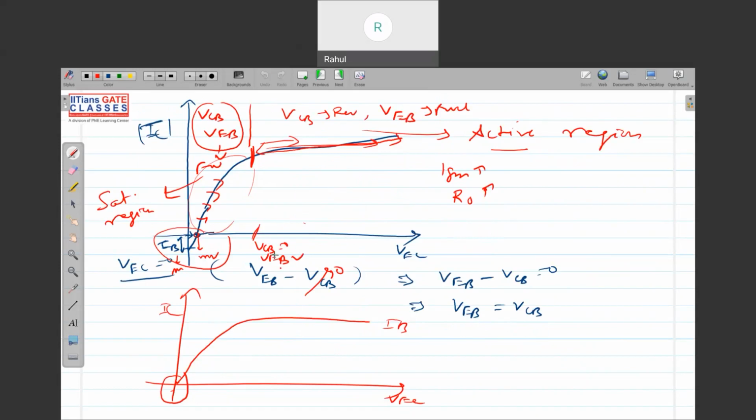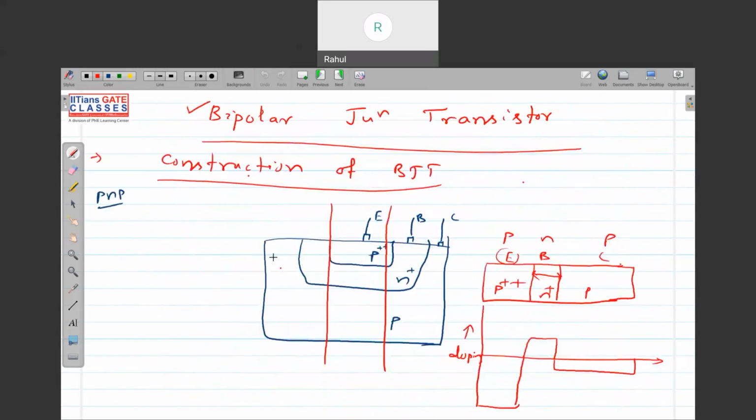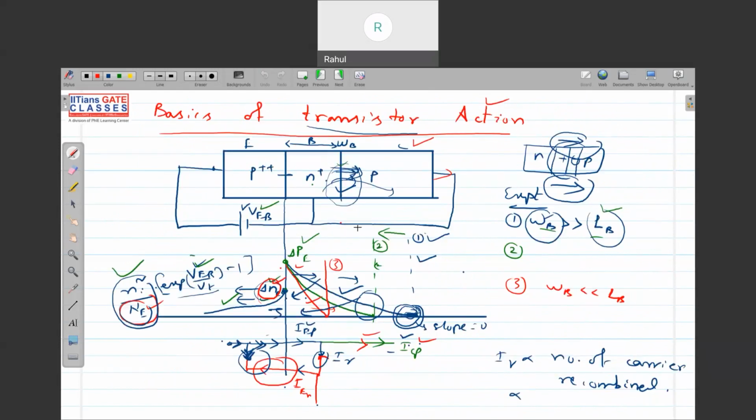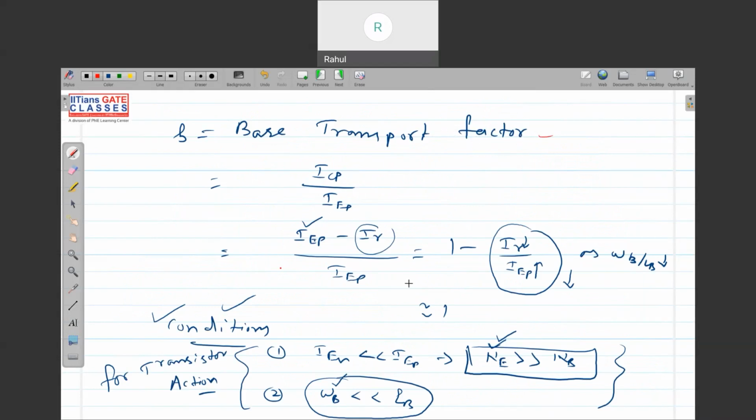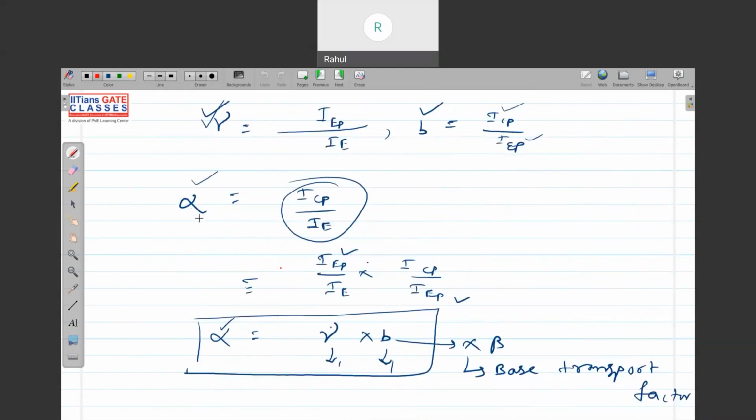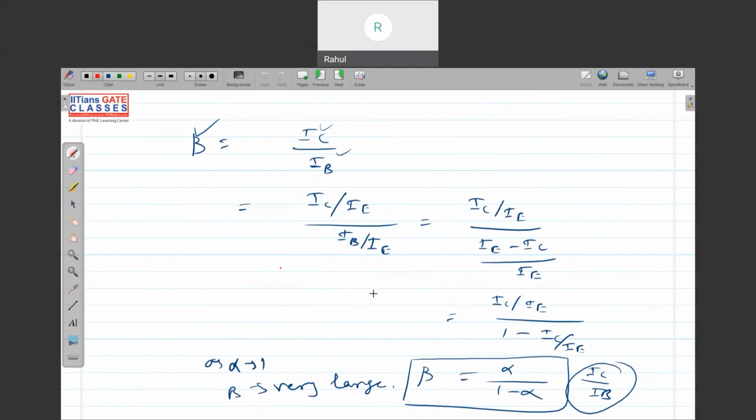You have understood a lot of things in BJT. We have seen the construction. We have also seen how the current transfers from the emitter bias junction to the collector bias junction using a thought experiment. Then we saw the basic factors of a transistor: one is emitter injection efficiency, another is base transfer factor. We understood that for proper transistor action, the emitter doping is much more than the base doping, and the base width is much less than the diffusion length of the base. Then we saw alpha, the current gain, IC by IE. Then beta also.